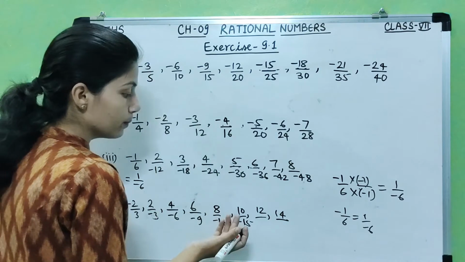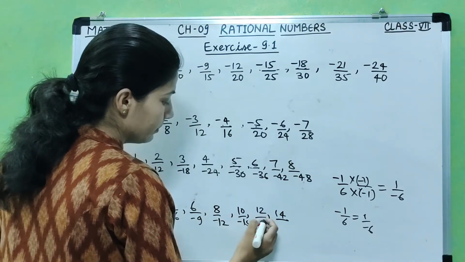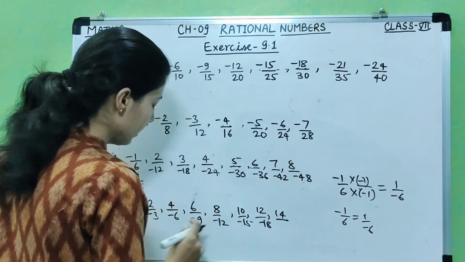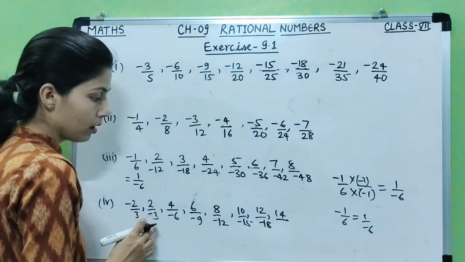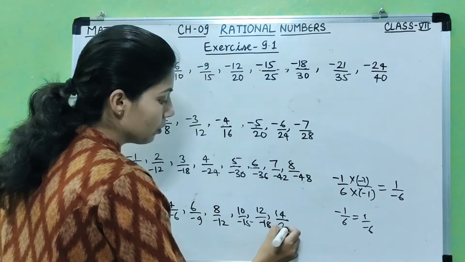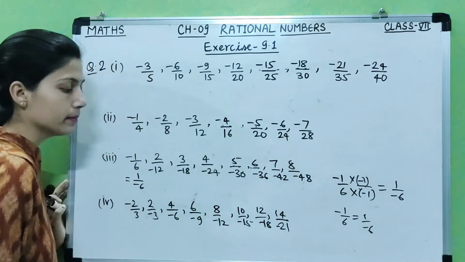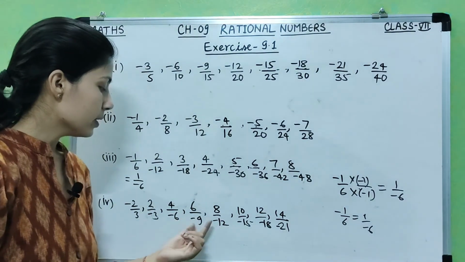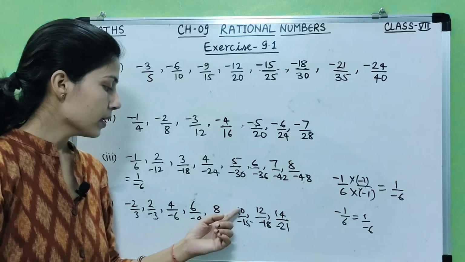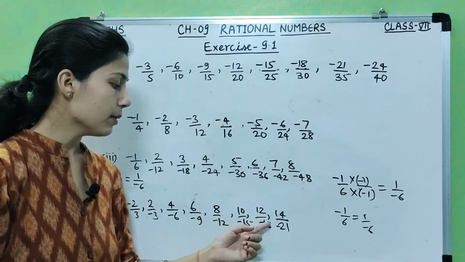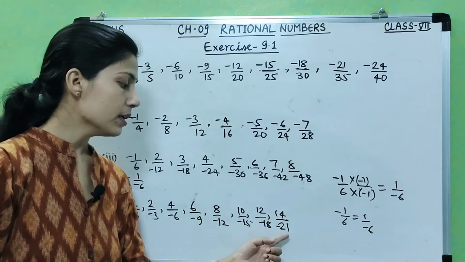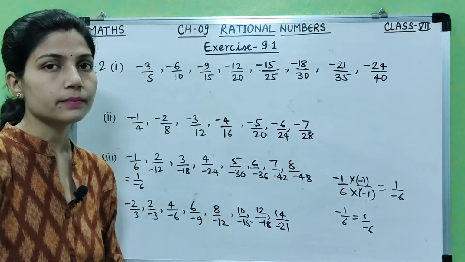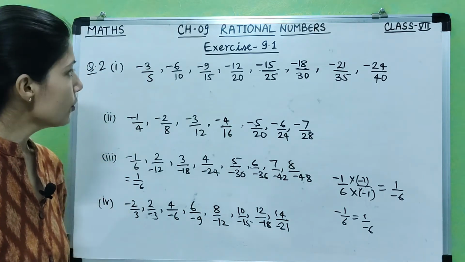-3 into 6 will be -18. Then -3 into 7 will be -21. Okay. So next 4 steps for this pattern will be 8 upon -12, 10 upon -15, then 12 upon -18, then 14 upon -21. Okay. So this was your question number 2.